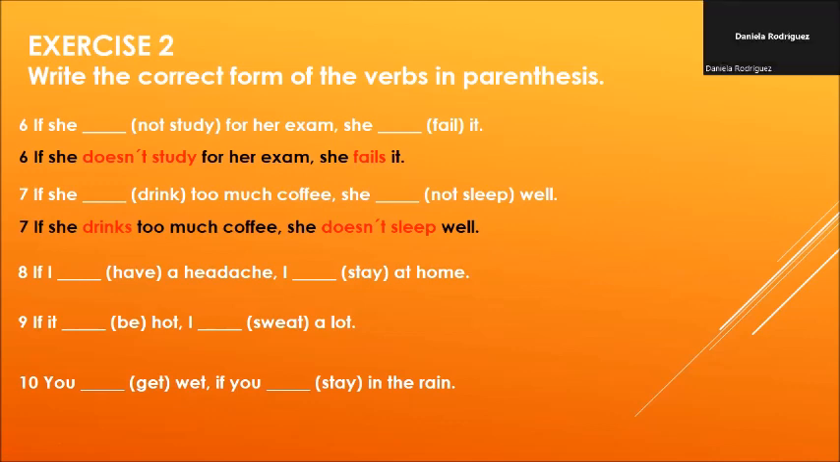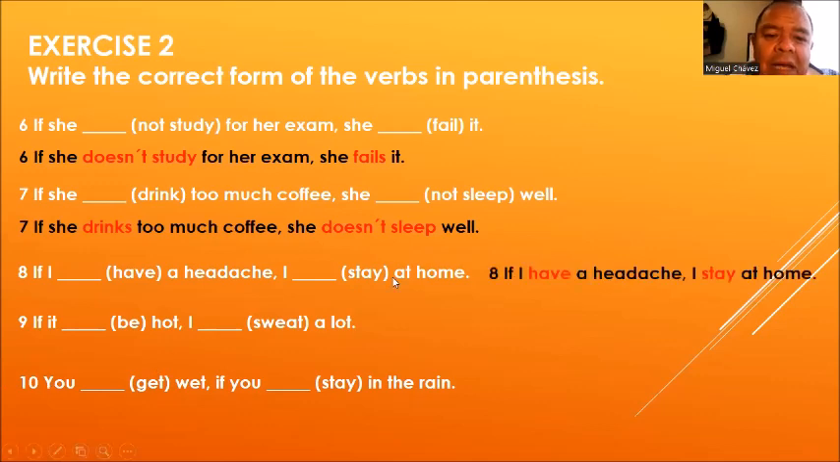If I have a headache, I stay at home. Yes, I stay at home. Remember, we only use stays when we have the third person: he, she, or it. If I have a headache, I stay at home. Okay. Number 9. Thank you again, Daniela. Number 9, please.